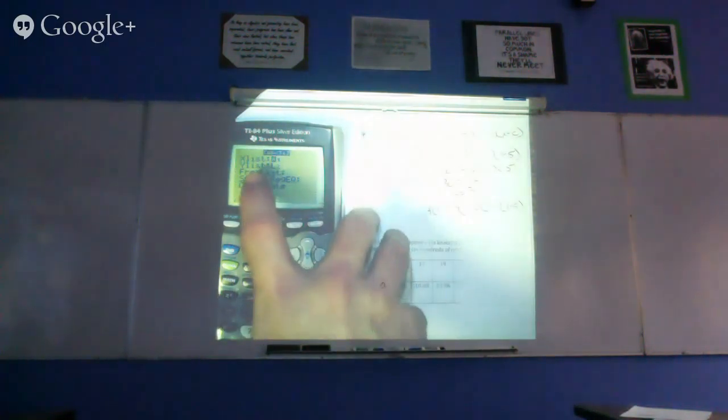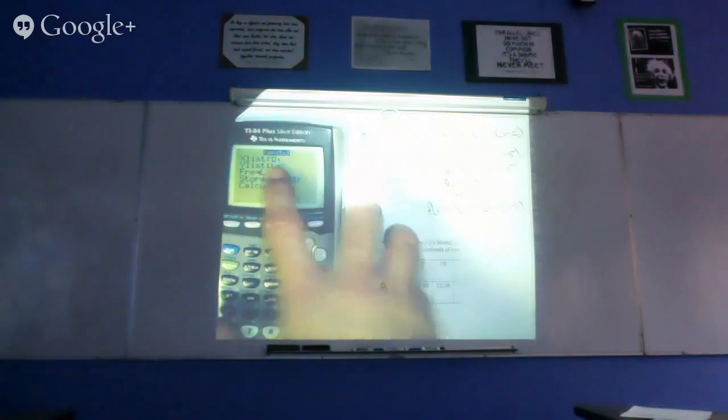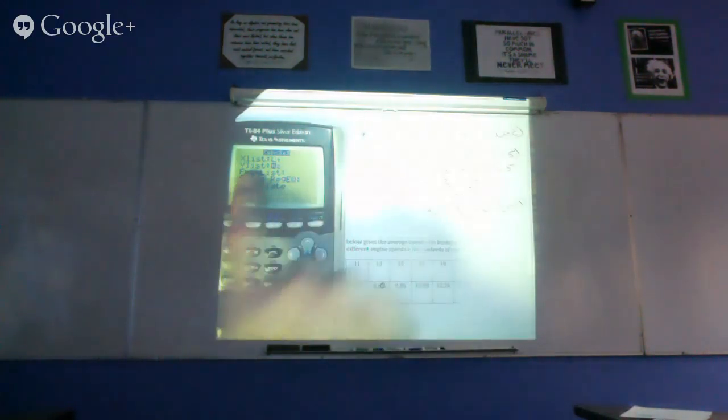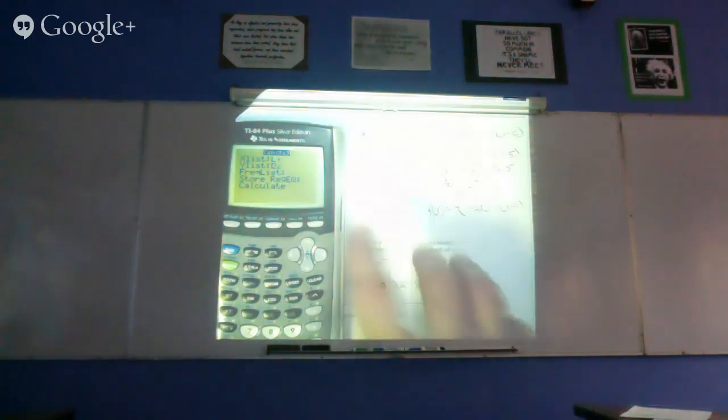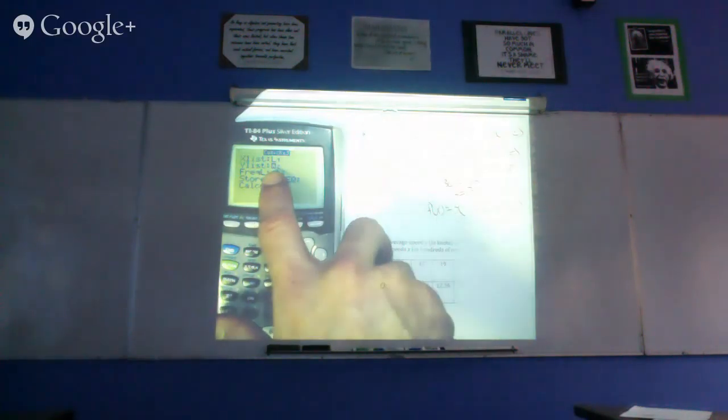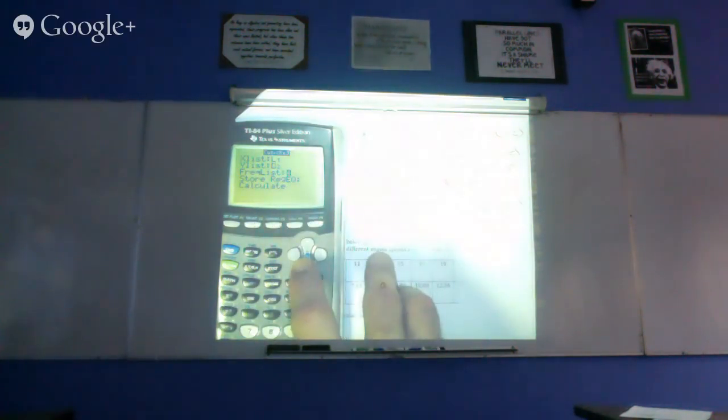Now, this is going to ask you some simple questions. Are your x's in L1? Yes. How do you change to L2? Because mine was in L3. If you hit the alpha button, alpha 1 is L1, alpha 2 is L2, alpha 3 is L3, and so on. So now you got L2. Frequency list, we don't have a frequency list, just leave it empty.